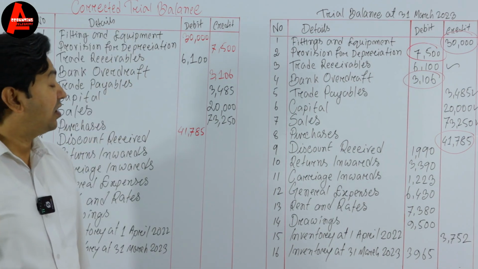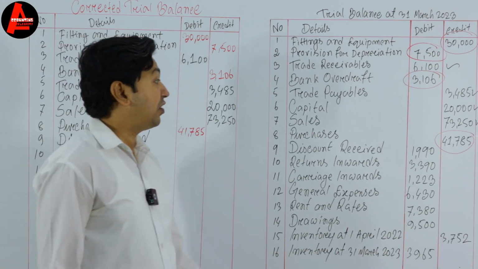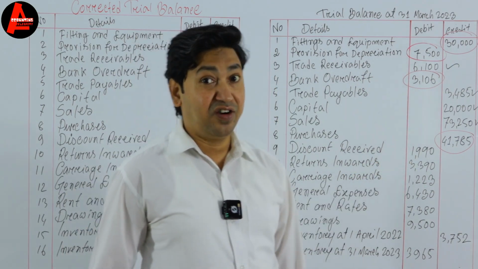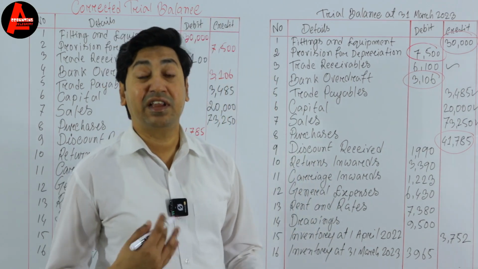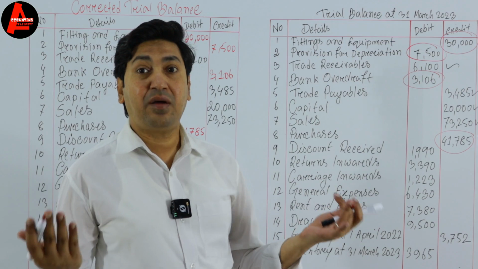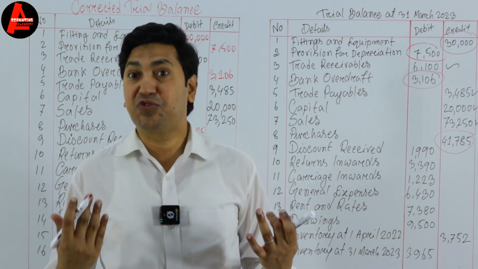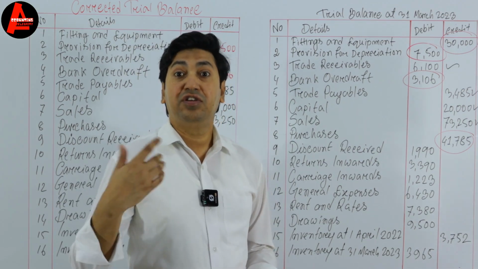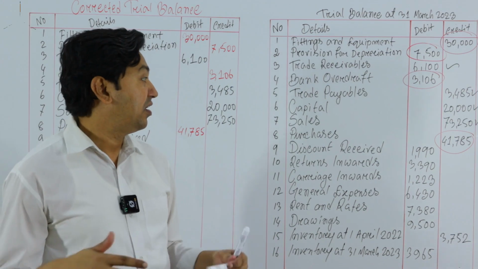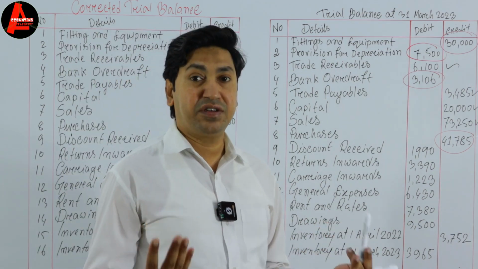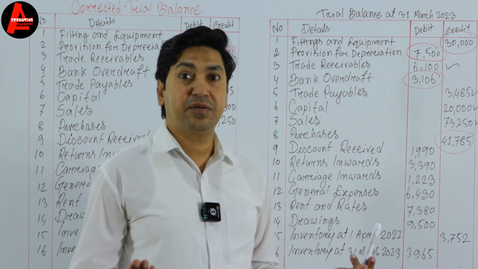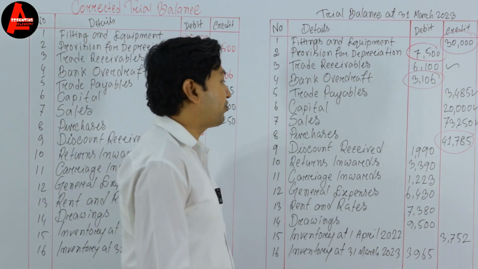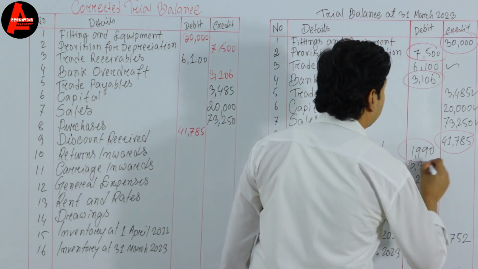Then we have the next one, number 9, discount receipt $1,990. Is this correct? No, not at all. Discount receipt is an income, a nominal account. Incomes of all types will be credited. Note down. What types of income are there in the business? Discount receipt, rent receipt, commission receipt, interest receipt. If you see these items, you will not think. You will write directly on the credit column. So this is not correct.